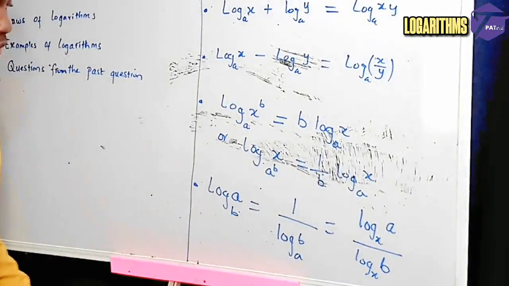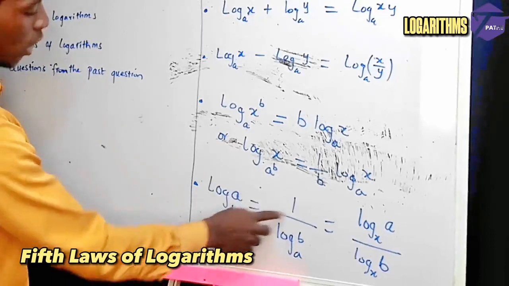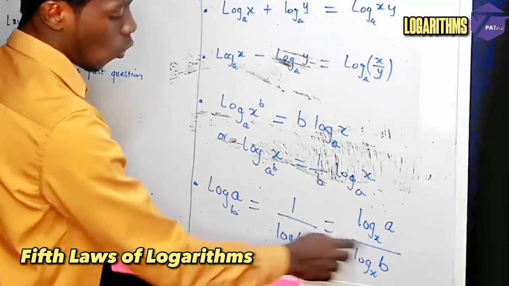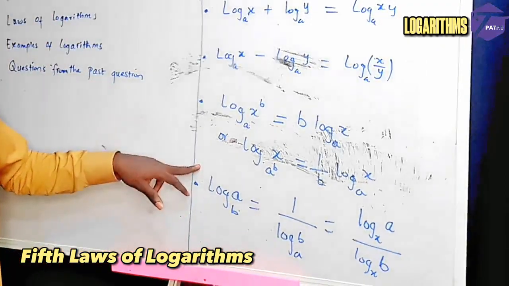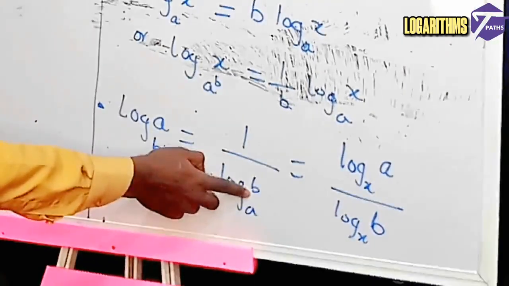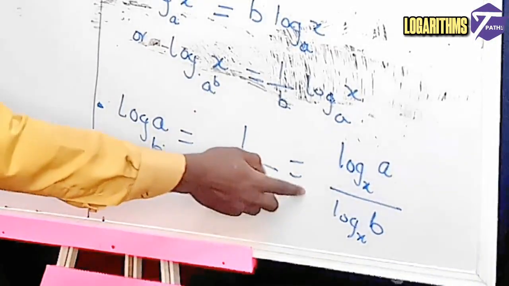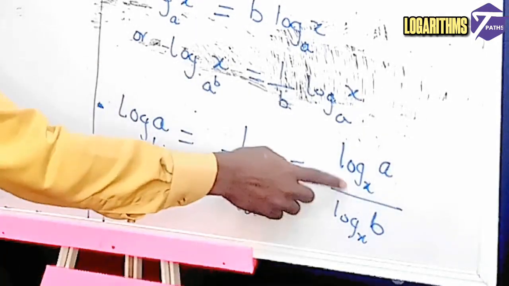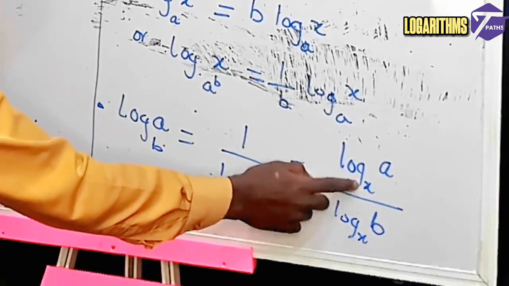And the last but not the least, if I have log a base b, I can write it as 1 over log b base a, or log a base x over log b base x. This last law is called change of base. If you observe, b was the base here, I interchanged it, it was now the power here, while a was the base. Then I can also change the base to an entire thing. But the implication is that both numerator and denominator must have the same base.